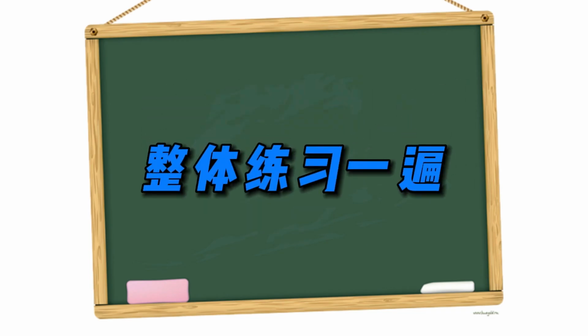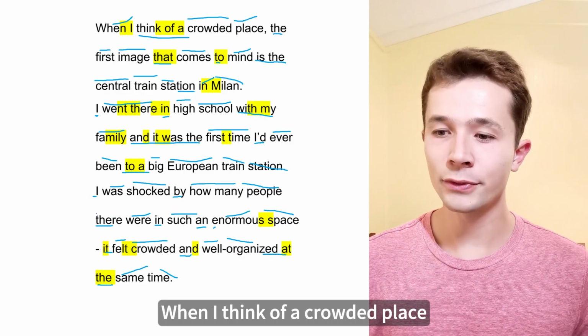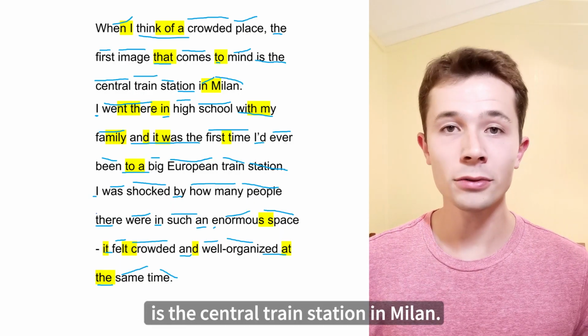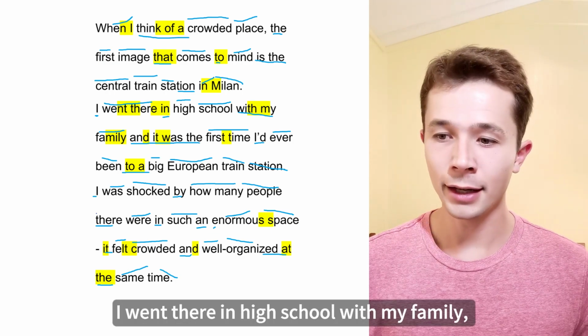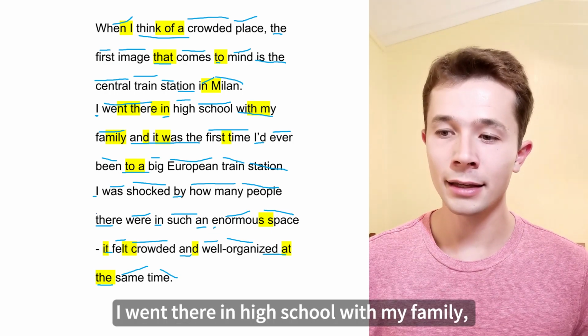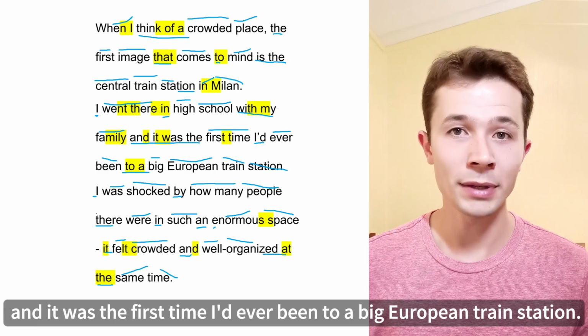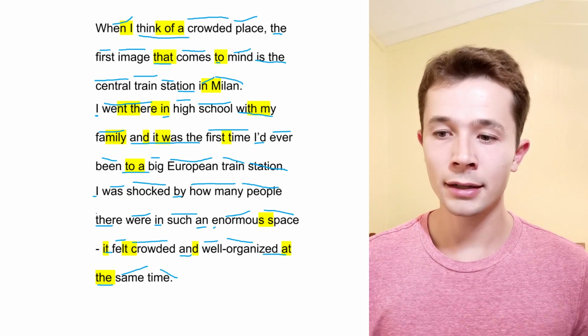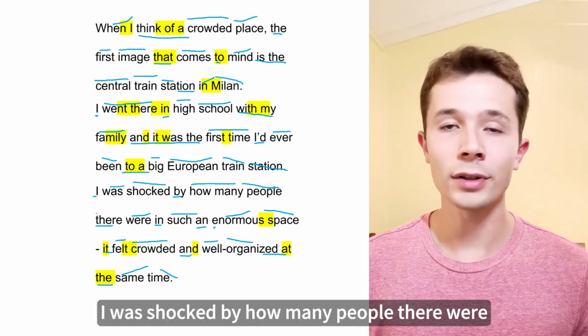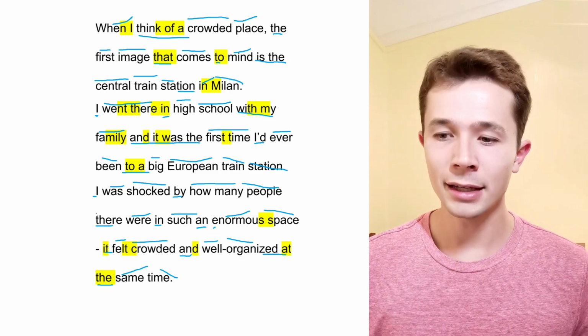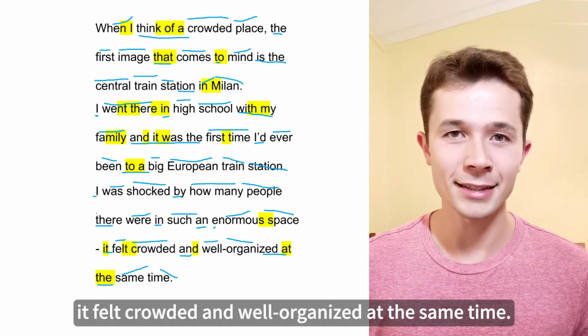Let's practice the whole thing once. When I think of a crowded place, the first image that comes to mind is the central train station in Milan. I went there in high school with my family, and it was the first time I'd ever been to a big European train station. I was shocked by how many people there were in such an enormous space. It felt crowded and well organized at the same time.